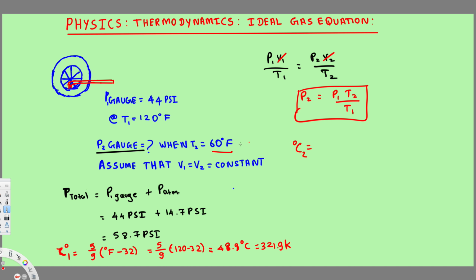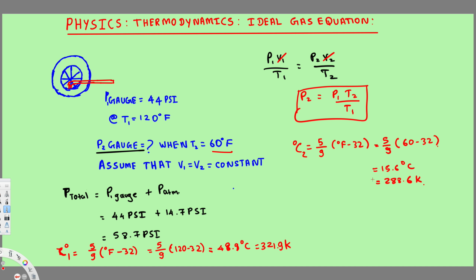So now let's continue. This is going to be the same equation, 5/9 times degrees Fahrenheit minus 32. So here we are going to have 5/9 times 60 minus 32, and that's going to give us 15.6 degrees Celsius. To convert this into Kelvin, we just add 273, and that's going to give us 288.6 Kelvin. Now we have both of them in Kelvin.